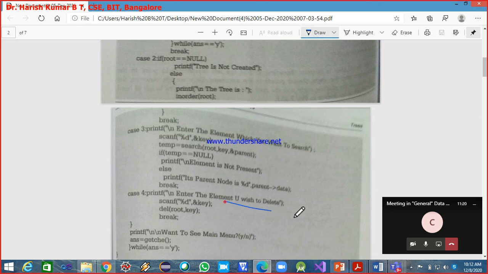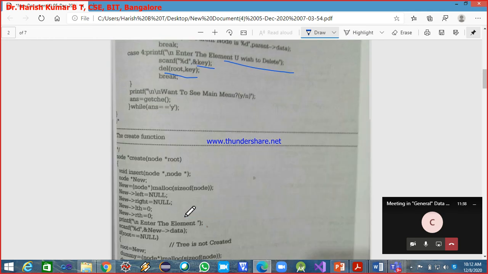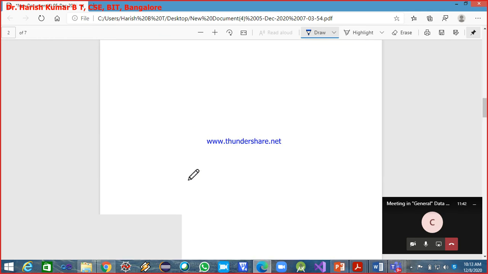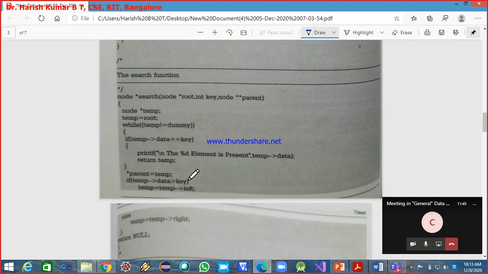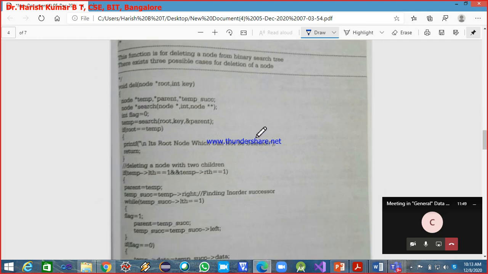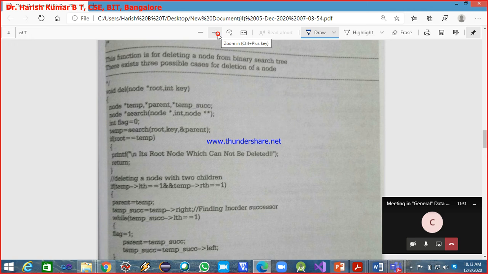Now we read the element to delete into the variable key, and then we make a call to the delete function by passing root and key. So the root node we are passing, and the key which we want to delete we are passing. Okay, now we'll go to the delete function. So the delete function is here. Let me zoom it a little bit.